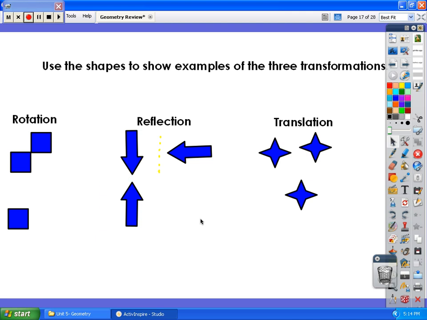Alright, translation is just a slide, so it's just one thing moved over like this, or you could have an example like this, where you just slide the fingers, so they move. They don't turn, they don't flip, they're just sliding. And that's as simple as it is.